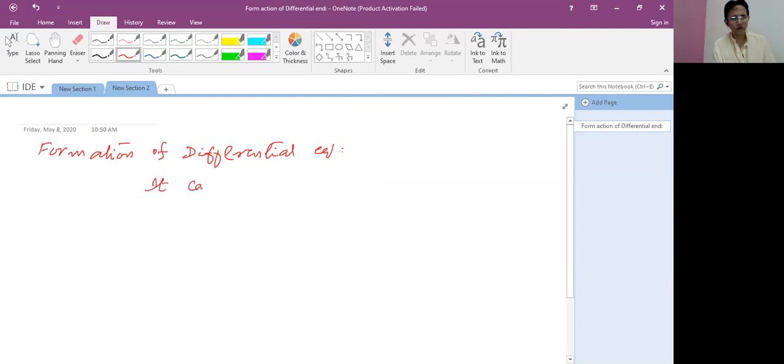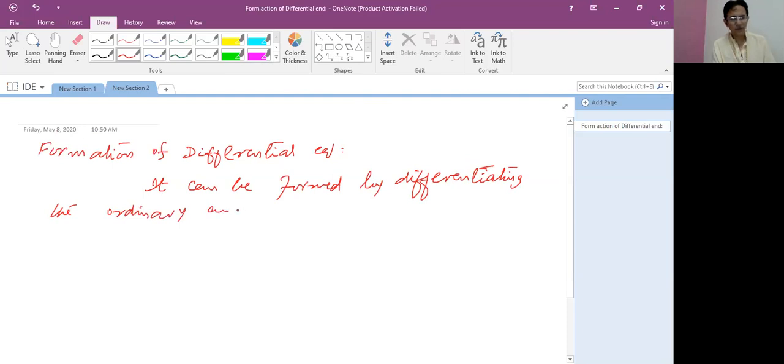It can be formed by differentiating the ordinary differential equation and eliminating the arbitrary constant. So that's why we formed a differential equation.